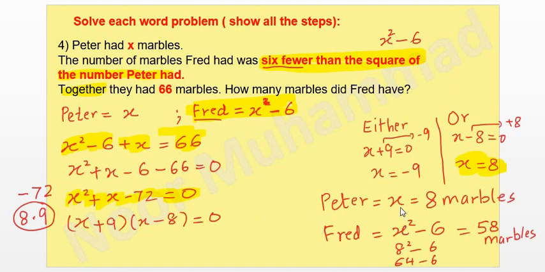So here is the answer. If you solve it, you get two possible values of x. We have to take the positive one. This is the number of marbles Peter had. Now how can we find Fred's marbles? It says x squared minus 6, because this was the number for Fred, right? So again you will replace x by 8, it will become 8 squared, that is 64. Subtract 6 from 64, and finally you will get that Fred had 58 marbles.